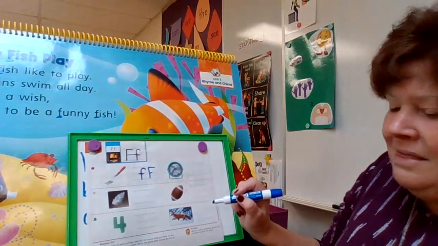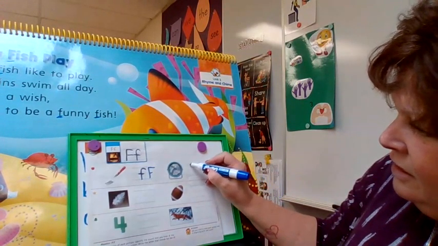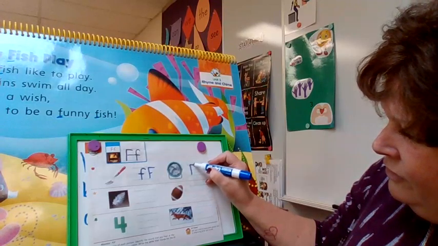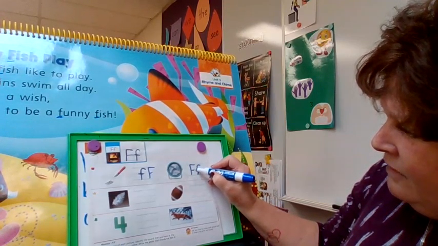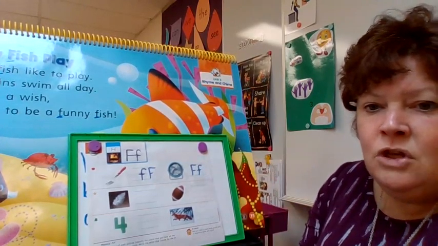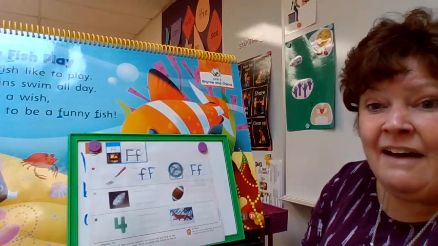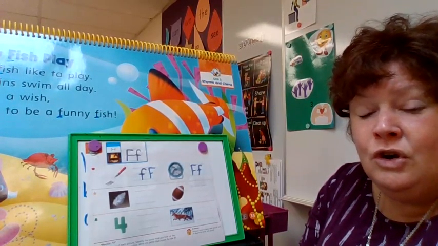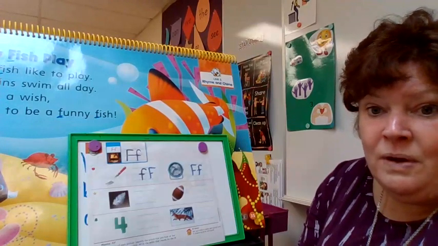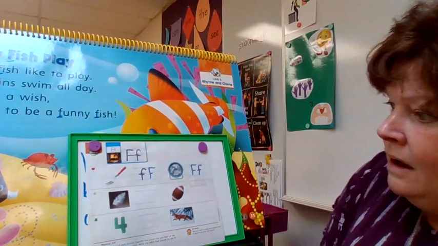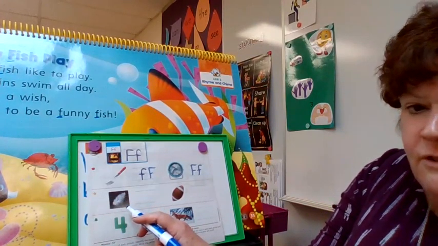All right, we had this picture today. What was that? A fan. Good. So capital F, nice and neat, and lowercase f. We want to use the whole space and the lines because that's why we have them. It helps you to learn what size the letters should be as well as what they look like. All right, let's go down to the star. And what is that first picture?